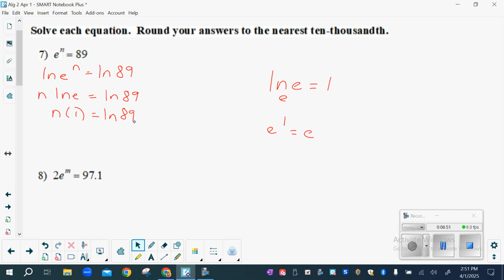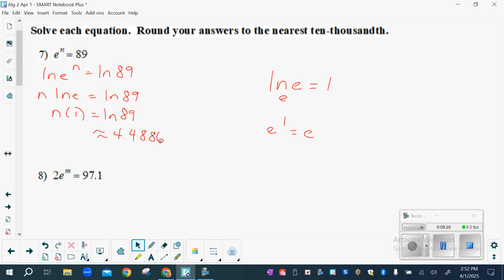And now you're going to find this on the calculator, natural log of 89. Wait, so how do you plug that in? So you're just going to do natural log of 89. And that's what you should get, 4.4886, to the nearest 10,000. Natural log of 89. Does that make sense?